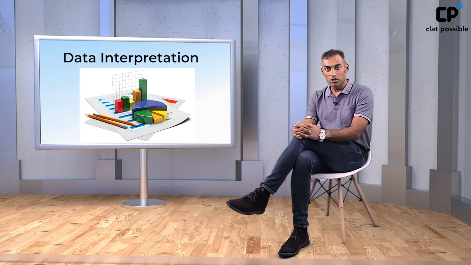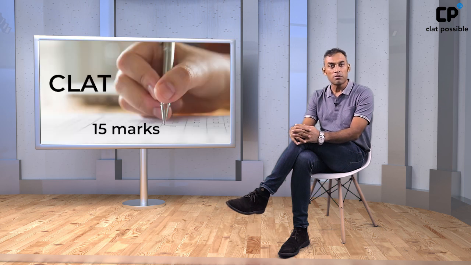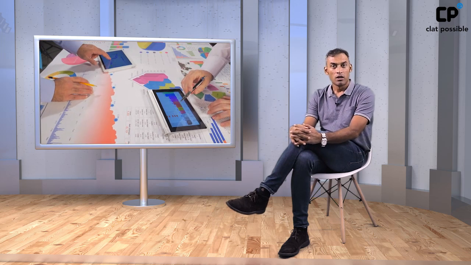So data interpretation is one of the most interesting areas to prepare for CLAT, and it has 15 marks in the CLAT paper. In order to do well in this section, which is basically about interpreting data which can be in different forms like a table set or a caselet or a bar chart, pie chart or a histogram, right? So there can be many forms in which the data can be represented, but essentially they are testing you in terms of your basic, very basic math skills, right?